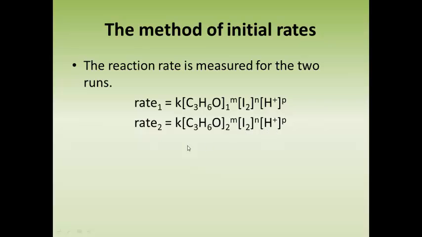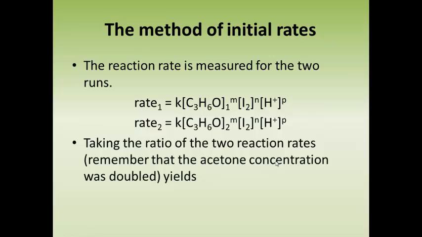Iodine and hydrogen ion concentrations and the rate constant all remain the same. So if we take the ratio of these two rates, any dependence on iodine concentration, hydrogen ion concentration, or the rate constant is all going to vanish because they'll simply divide out. If I take rate number 1 divided by rate number 2, I'll get this ratio. And since we very carefully doubled the concentration of acetone in the second run relative to that in the first, that ratio is just 1/2 to the mth power.